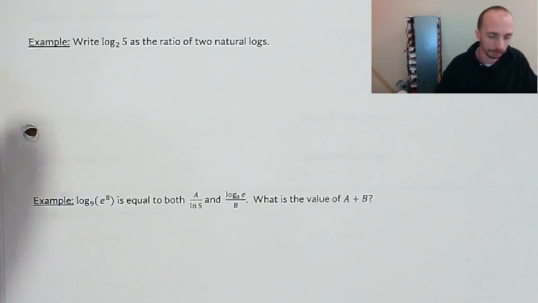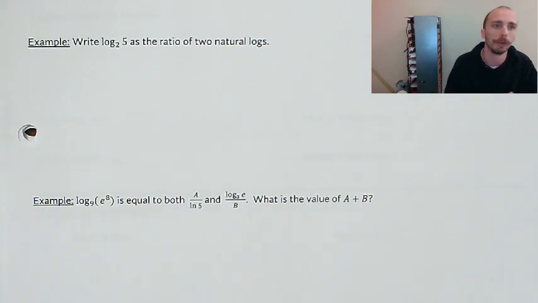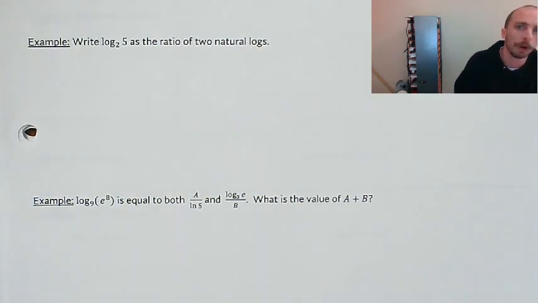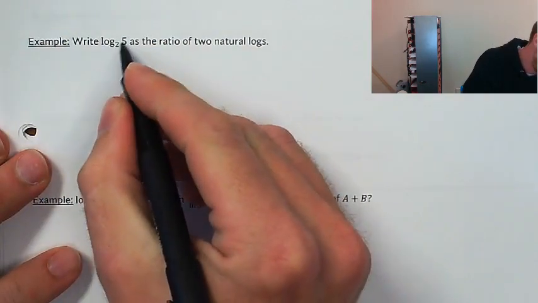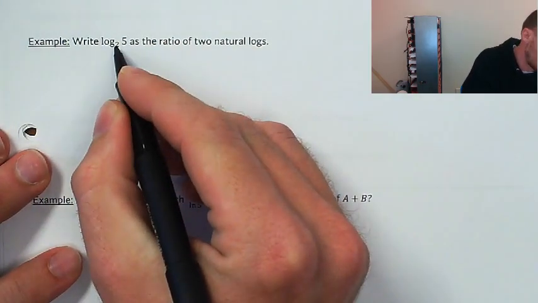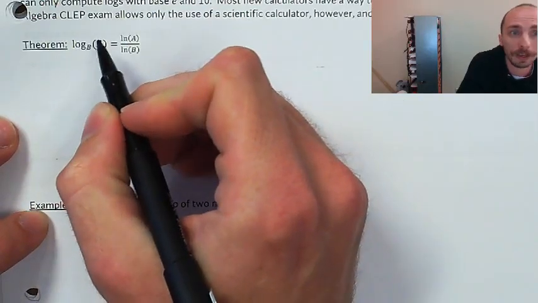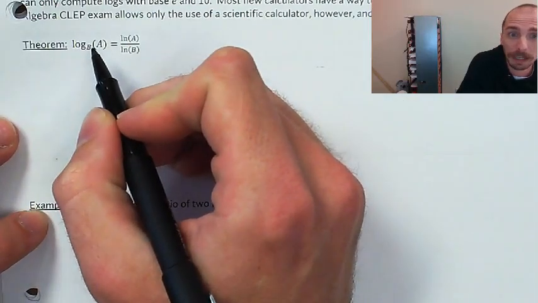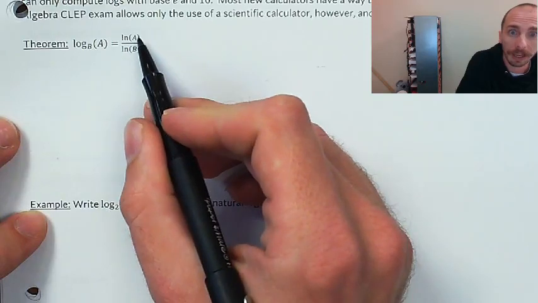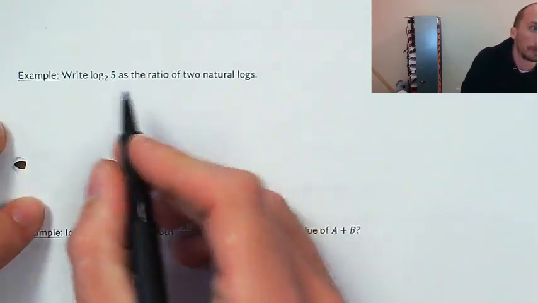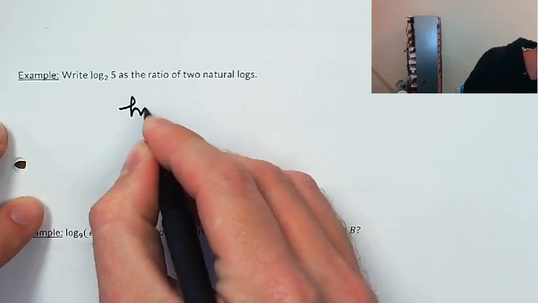Okay, this I would not classify as an interesting question, but we can write log base 2 of 5 as the ratio of 2 natural logs. Remember that log base b of a is natural log of a divided by natural log of b. It's particularly easy to remember because in the original statement of the log, the a sits above the b. And then when I do the ratio, the a sits above the b. So over here, this is going to be natural log 5 divided by natural log 2.